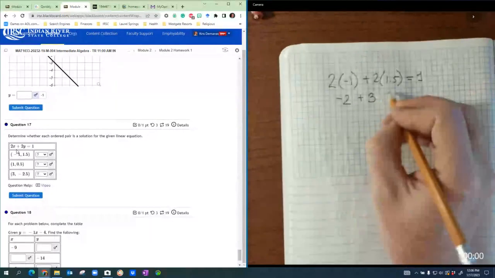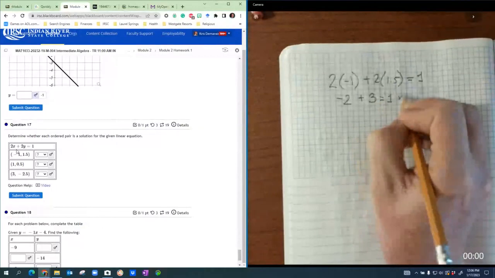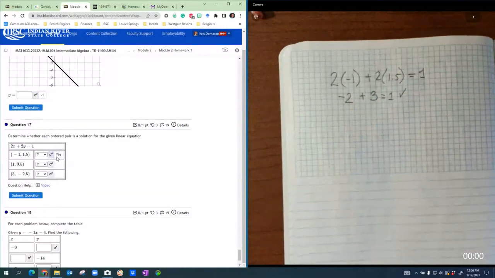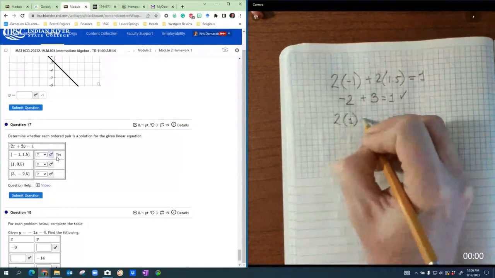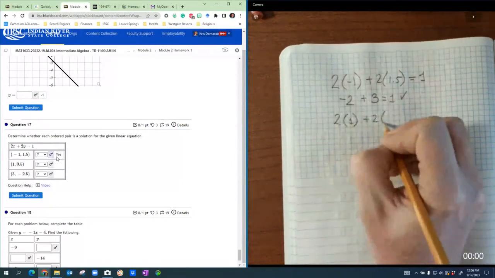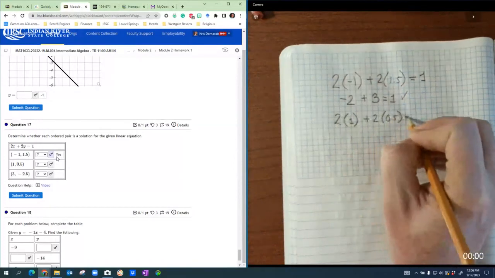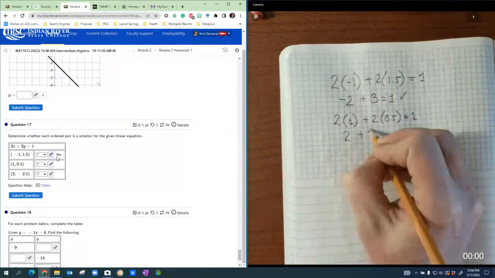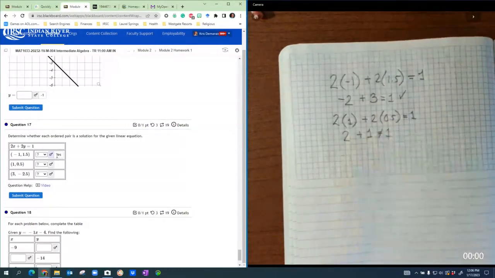You could take a calculator if you don't trust me, and you can get the answer. And this one does work because -2 plus 3 equals 1. So the answer is yes, that works. And likewise, we do the same thing. We do 2 times 1 plus 2 times 0.5, and ask ourselves, does that equal 1? Well, this is 2 plus 1, and that does not equal 1. So that's a false statement. So that's no.